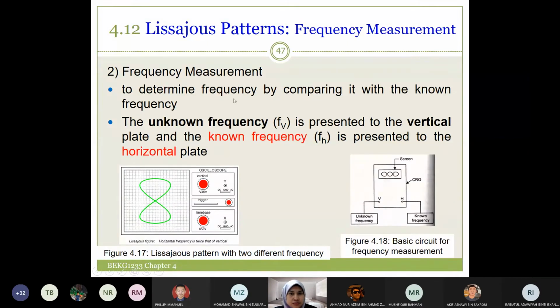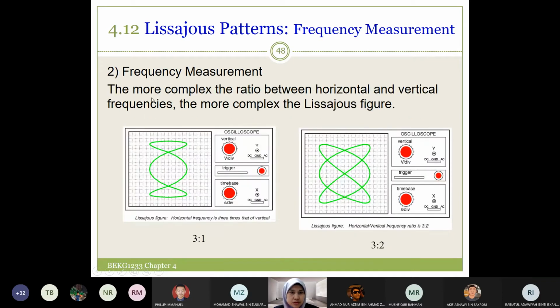Okay, so next, one of the objectives in Lissajous pattern is to determine frequency by comparing it with the known frequency. The unknown frequency is presented to the vertical plate and the known frequency is presented to the horizontal plate. So FV is for vertical, FH is for horizontal. The more complex the ratio between horizontal and vertical frequencies, the more complex the Lissajous pattern.